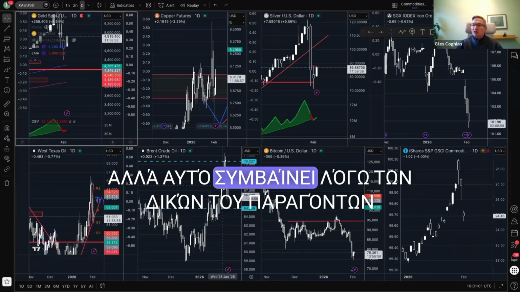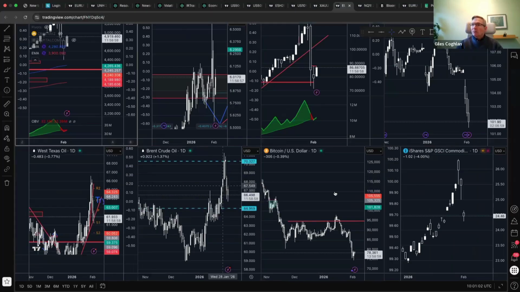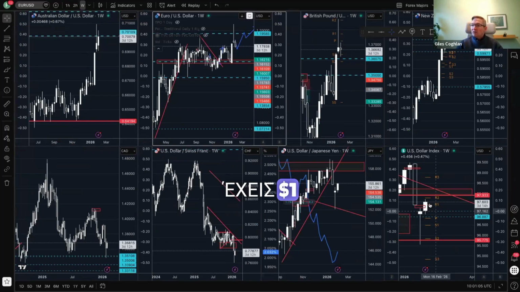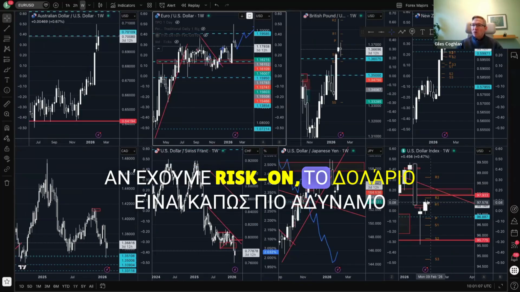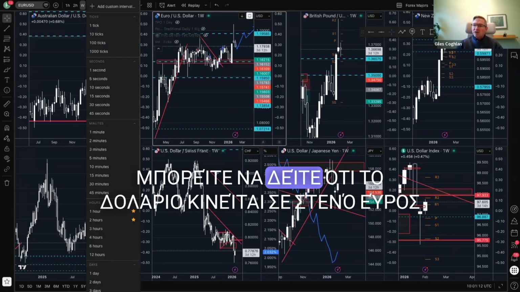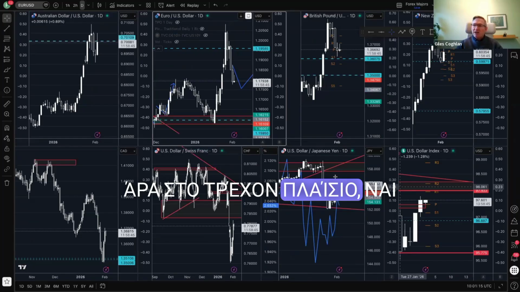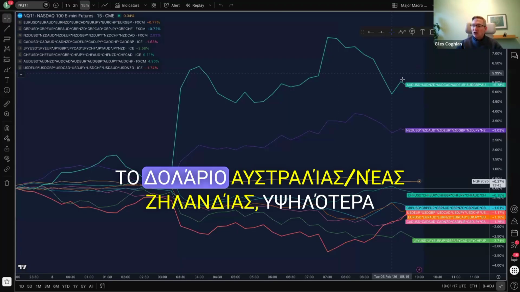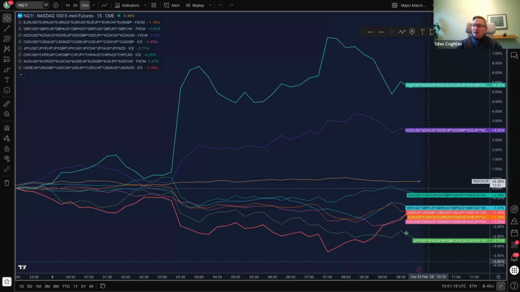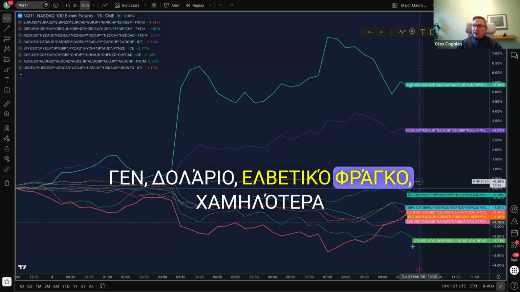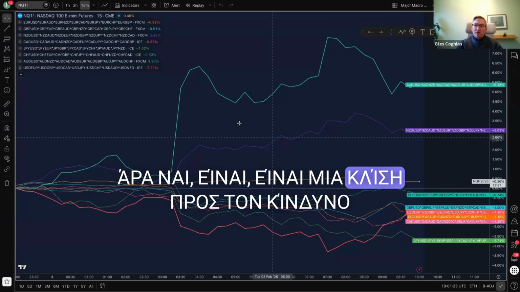Oil's moving lower, but that's on its own drivers. You've got the dollar. If it's risk on, the dollar's a bit weaker. And today, generally speaking, you can see that the dollar is just sort of range bound. So in the current context, Aussie, New Zealand dollar higher, yen, dollar, Swiss franc lower. So yeah, it's a risk on tilt.